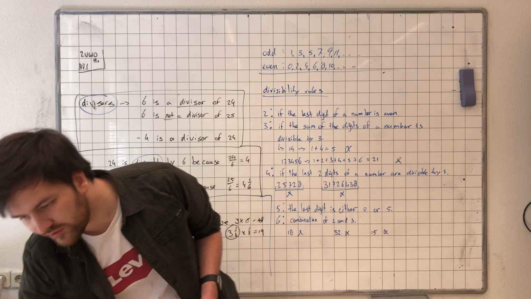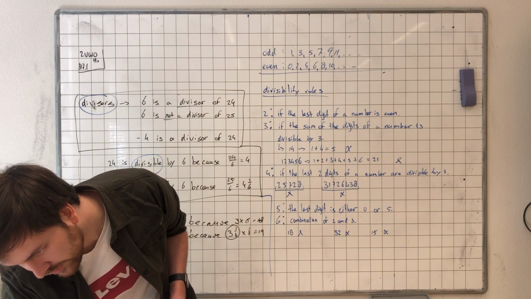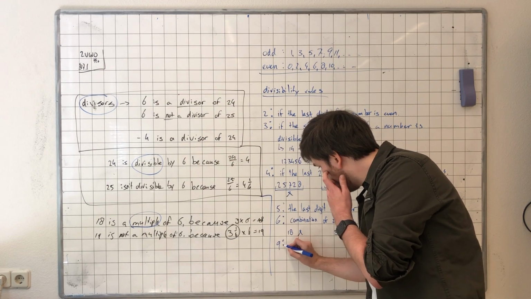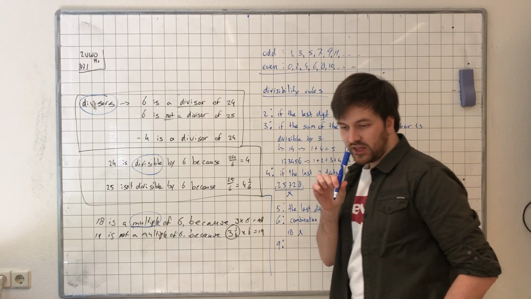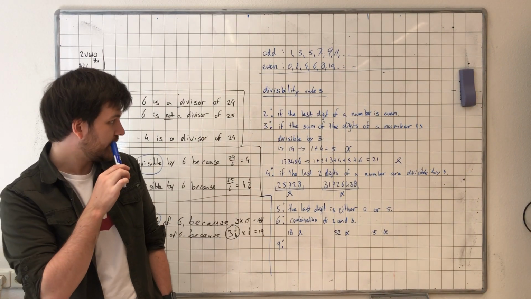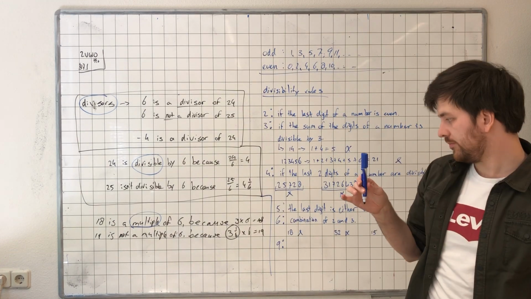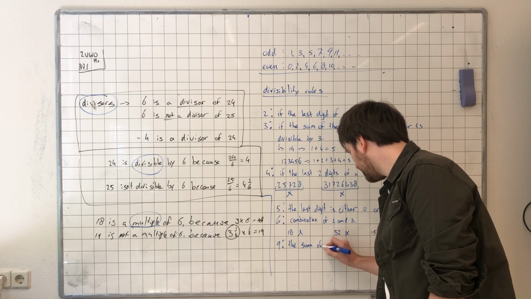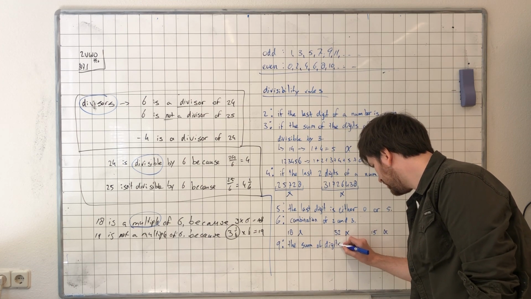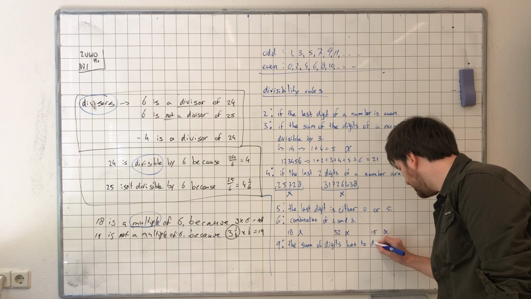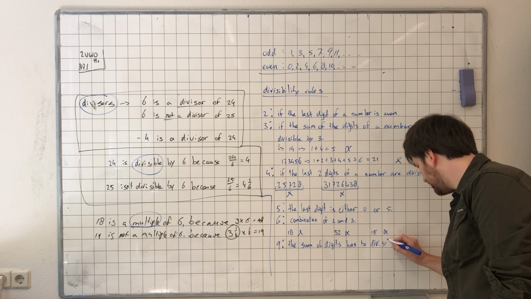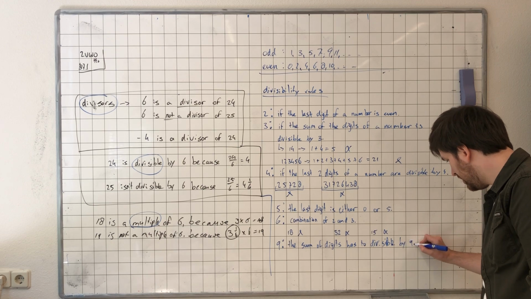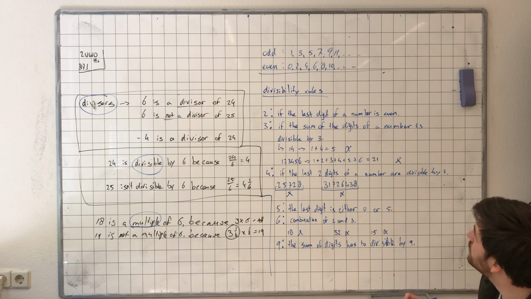The rules for 7 are very complicated, so we're not going to look at that one. The last number that we're going to look at is 9. And for the number 9, it's actually pretty similar to 3. The sum of the digits has to be divisible by 9.